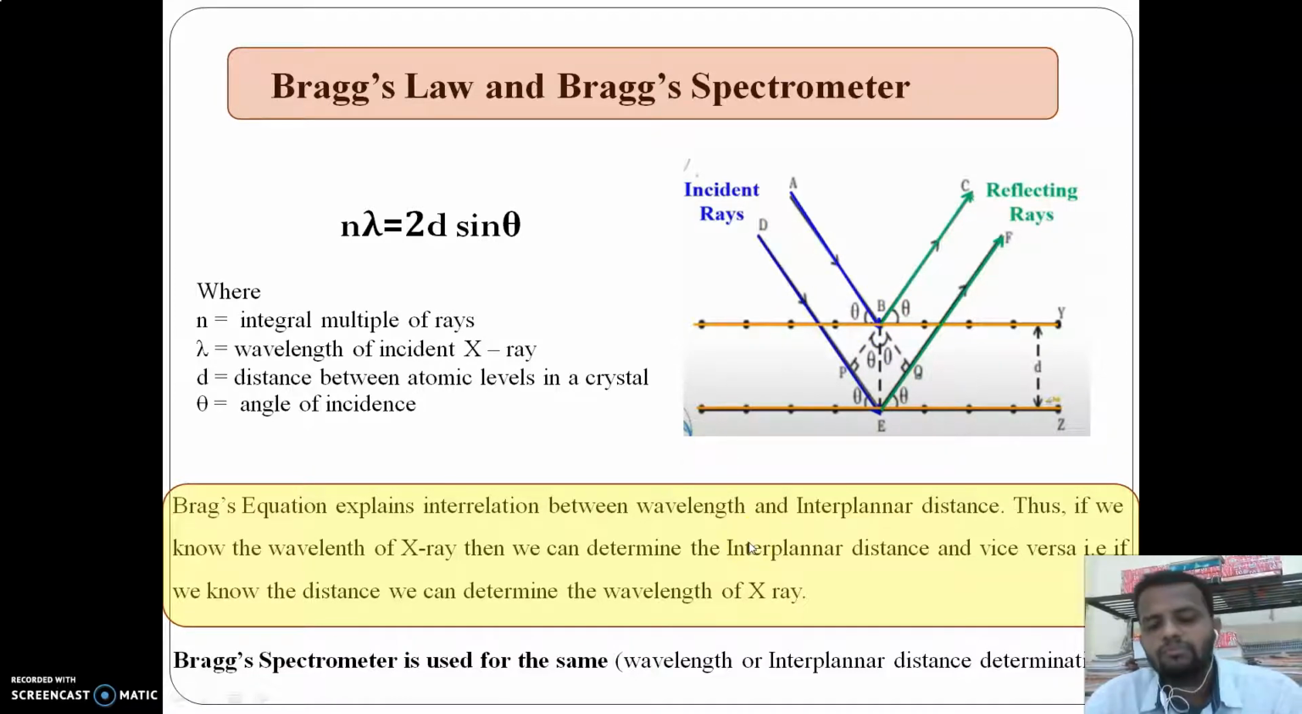So we can see that there exists a relation between the wavelength and the distance. From Bragg's law, if we know the wavelength of X-ray, then we can determine the interplanar distance, and vice versa. If we know the distance, we can determine the wavelength of X-ray. Considering this fact, the spectrophotometer was designed, where wavelength or interplanar distances are determined.